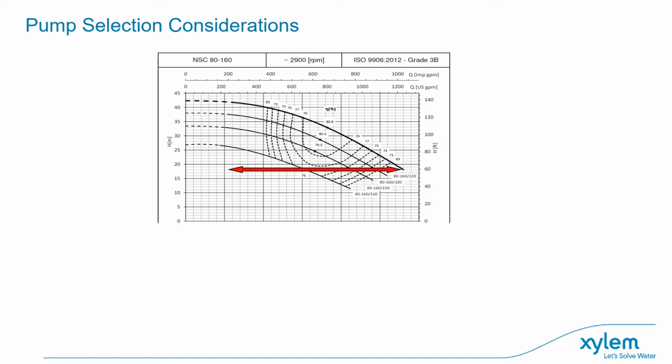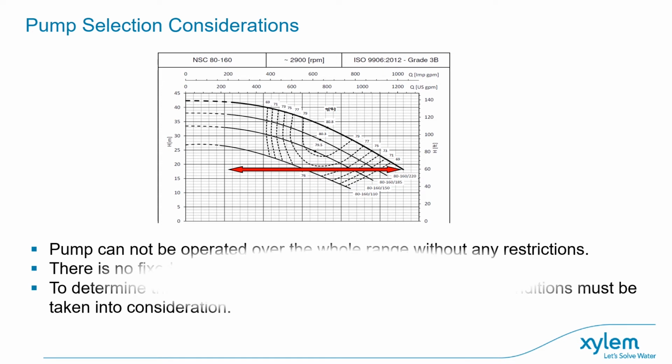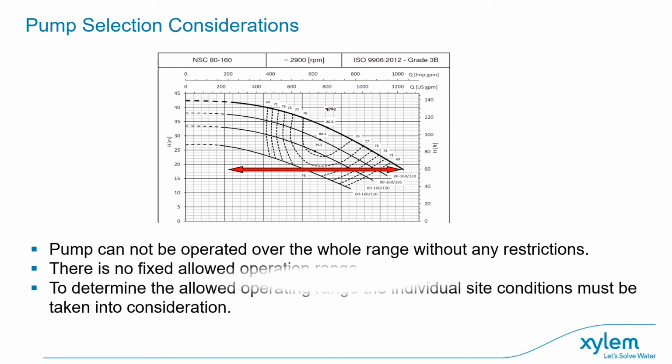So the pumps cannot operate throughout the whole range, basically due to efficiencies and risk of cavitation. There's no fixed allowed range. However, we need to determine the operating range based upon the individual site conditions, the conditions of the actual installation, and the available performance on the pump curve based upon the best efficiency point.